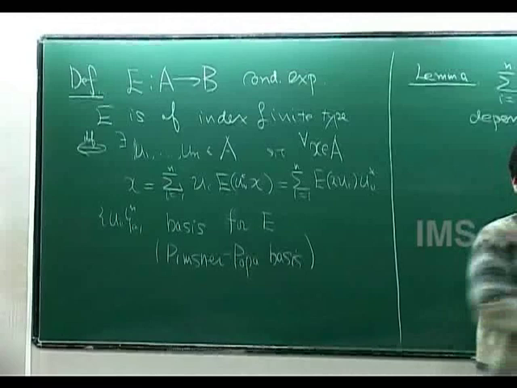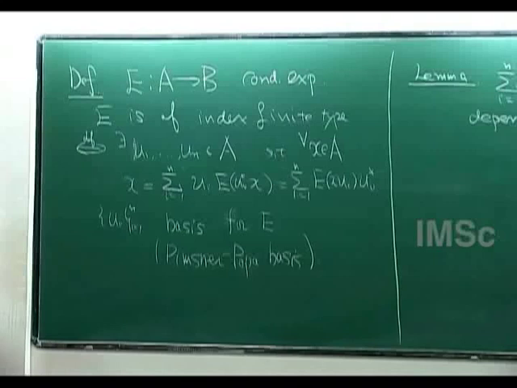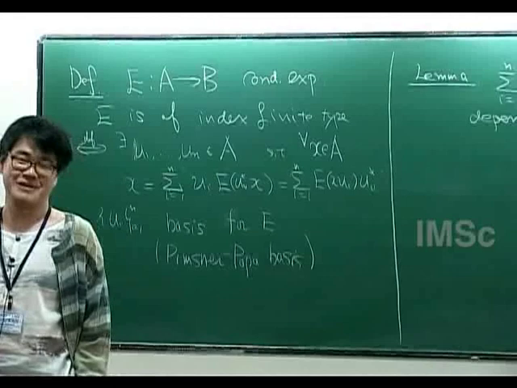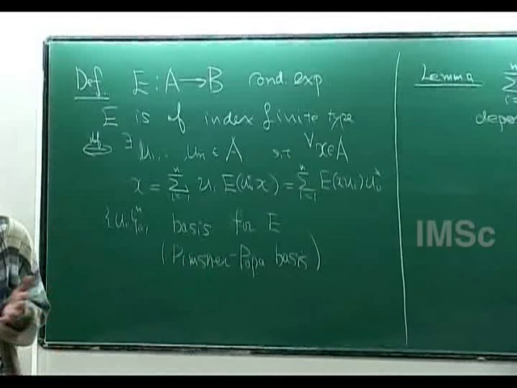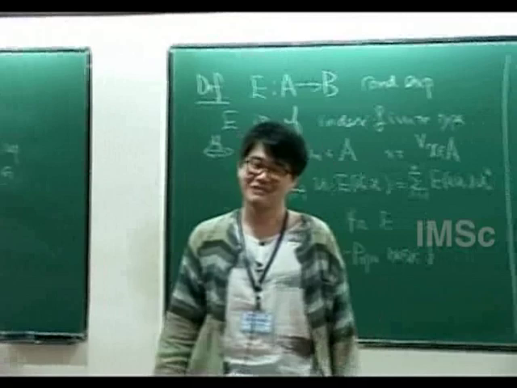Masaki? Yes? Sorry, can you briefly, for those two examples, I can imagine the basis for one of them would be something like the lambda g's? Yes. And what's the one for the top one? In general, the top one doesn't have a basis. When A and B are factors, then there exists a basis. But that's just the existence. You can show the existence, but you don't really have a canonical basis.